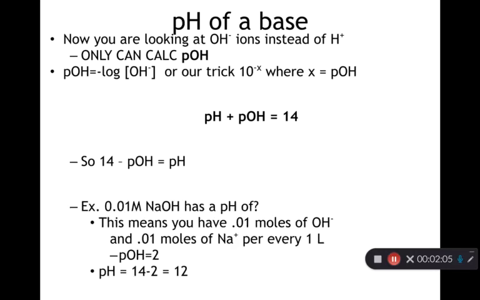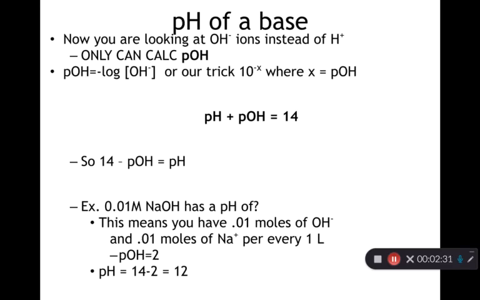So if they say you have 0.01 molar, or 0.01 moles per liter, of sodium hydroxide, this means that the negative log of that is going to give you the pOH because it's a base. So the first thing you need to ask yourself is, am I finding the negative log of the OH, the negative log of the base? Because that means you're finding pOH. Or am I finding the negative log of the H, or the negative log of the acid? Because that means you're finding pH.